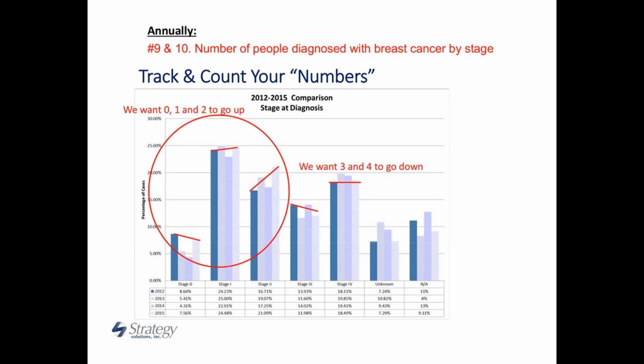But here's how they did it, okay? You know, the number of people diagnosed with breast cancer by stage. Now, these are their actual numbers. We want stages 0, 1, and 2 to go up, okay? So 1 and 2s were actually going up, even though 0s were coming down. And we want 3 and 4 to go down, which 3 has been going down. So this is a way to evaluate the impact of the activities.